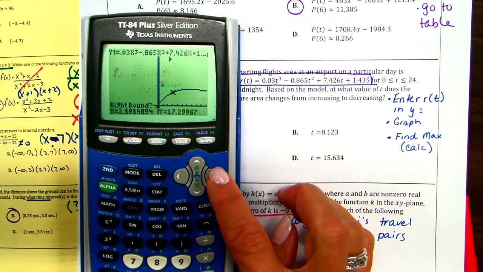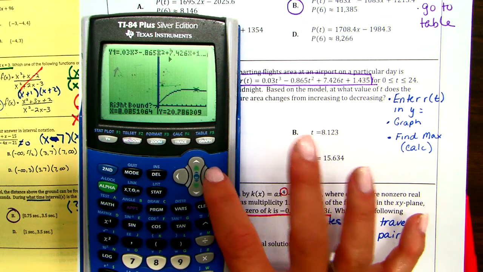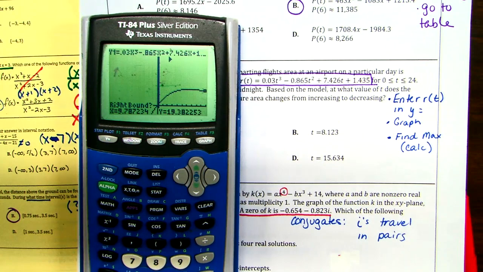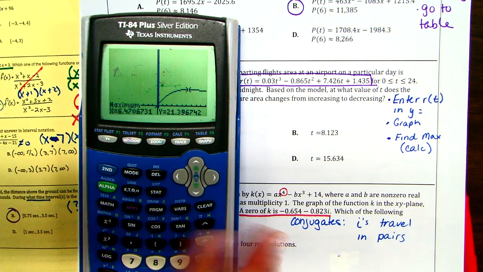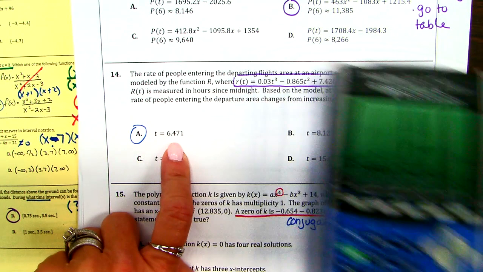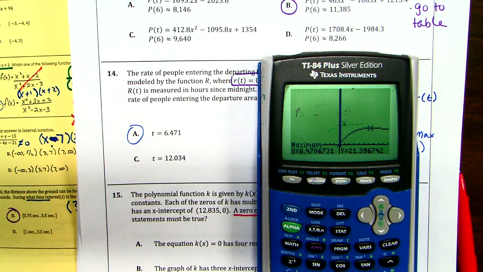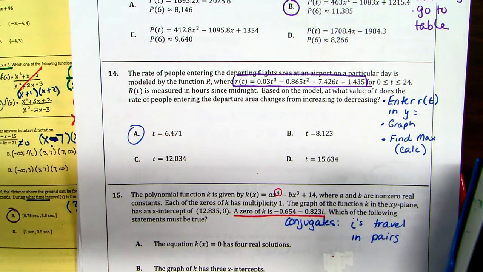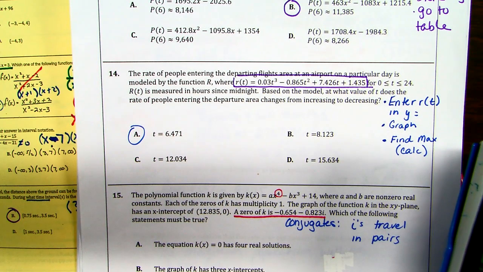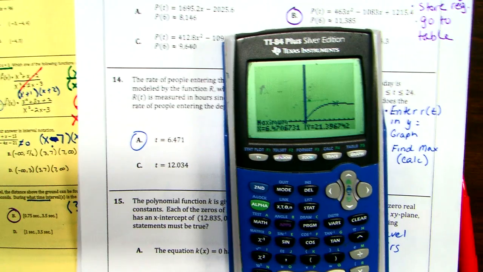And then I'm going to go way to the right. Because where my cursor is now, my maximum is somewhere in here. I don't know where. But I'm going to just get my cursor way over. I'm to the right of my maximum. I hit enter. And then I'm going to hit enter again. And what is my x value? It's 6.471. Because remember, time is my t. That's what it says. At what time does it, and this is in hours? Hours, yeah. So after 6.471 hours.